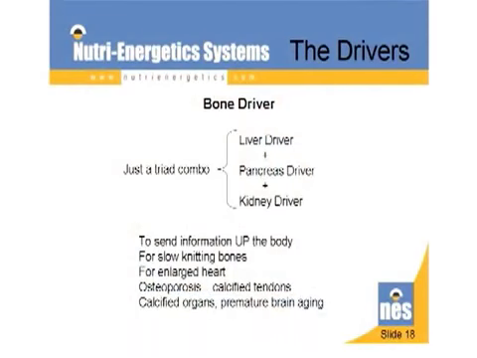It turned out when you mix these 3 together, it has an effect on slow knitting of bones, for enlargement of the heart, osteoporosis, calcified tendons, calcified organs generally, premature brain aging, which can be related, of course, to errors in the calcium system. Calcium metabolism is the basis of 10,000 different physiological processes in the body. So you've got to get it right. And believe it or not, you can even use bone driver for tendency towards formation of clots.